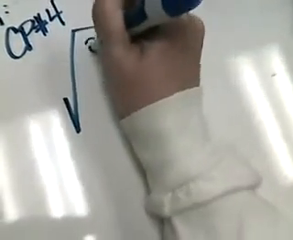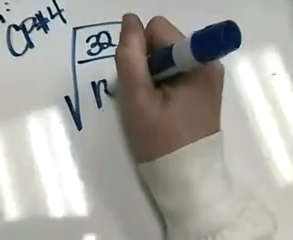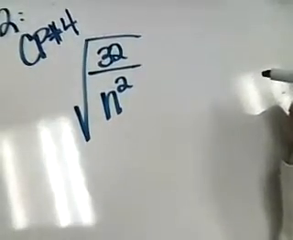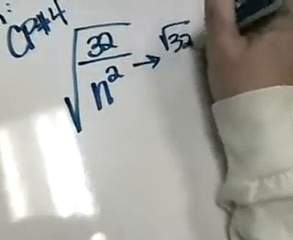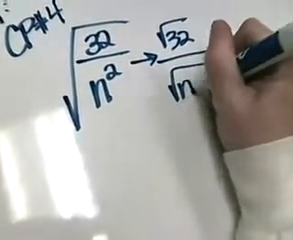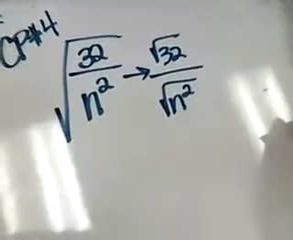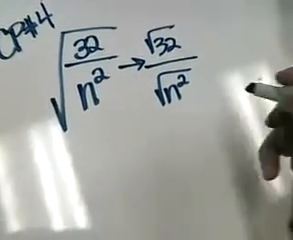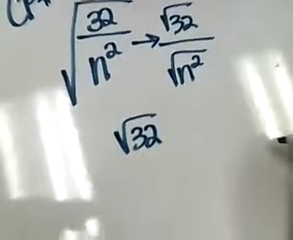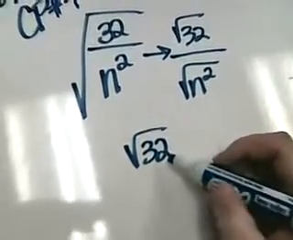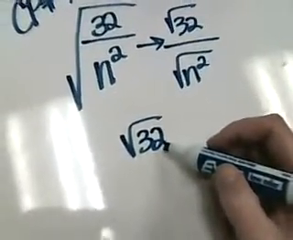Last one for checkpoint, number 4. Another fraction. They give us the square root of 32 over n squared. Go ahead and rewrite this as 2 roots. Square root of 32 over the square root of n squared. So let's try to break down 32, and we're going to use perfect square method. The biggest perfect square that will come out of 32.